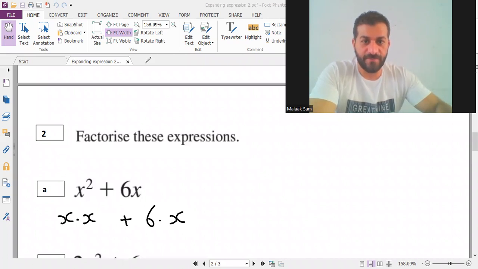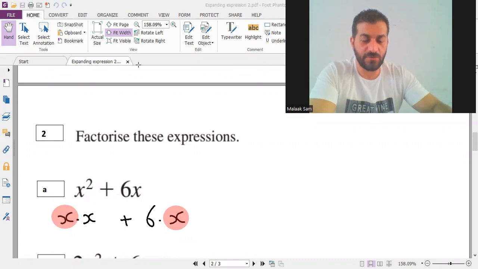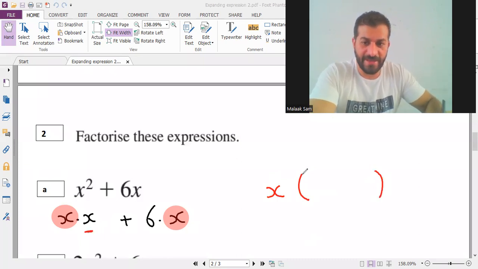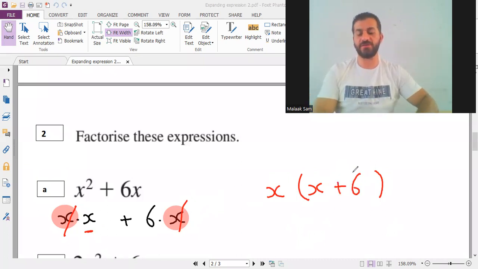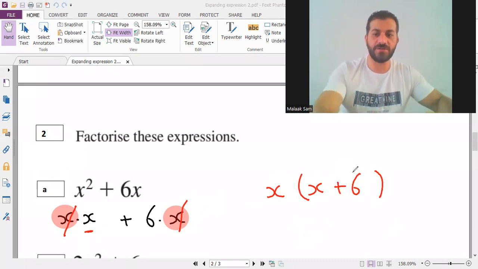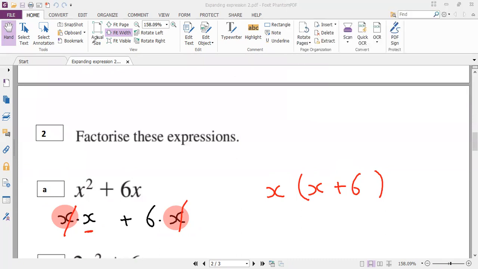We observe that we have a common factor, which is x, repeated in the two terms. So write x at the very beginning and open two pairs of arcs. You are left with x, because we have taken this x, and you are left with 6. This kind of factorizing is called factorizing by taking the highest common factor.